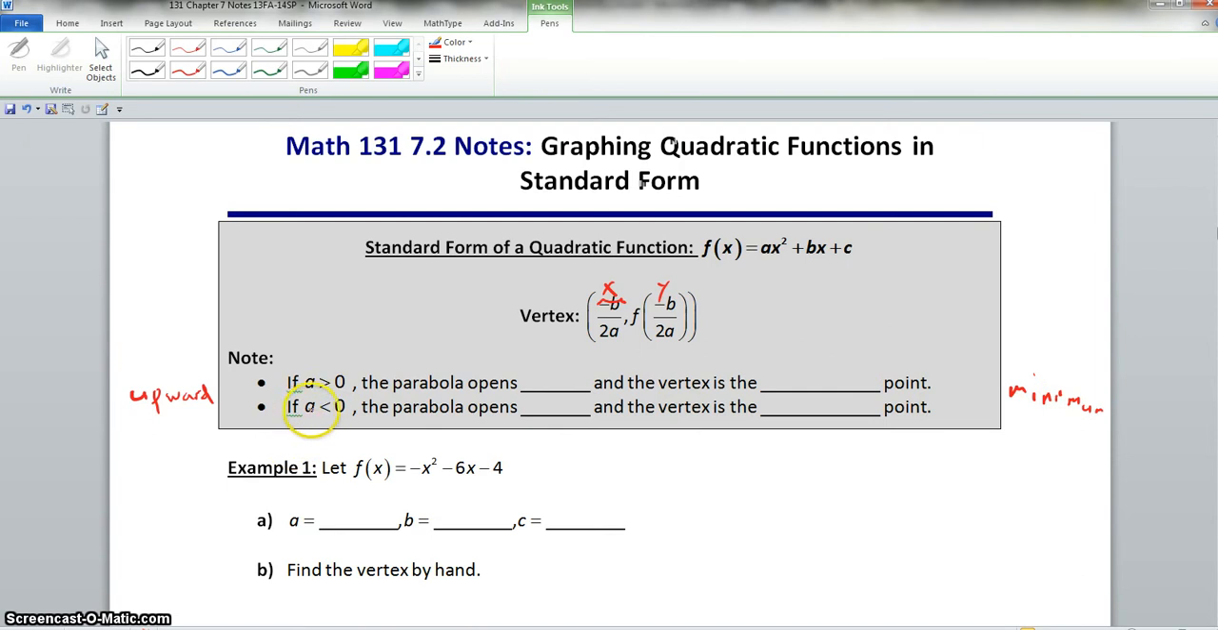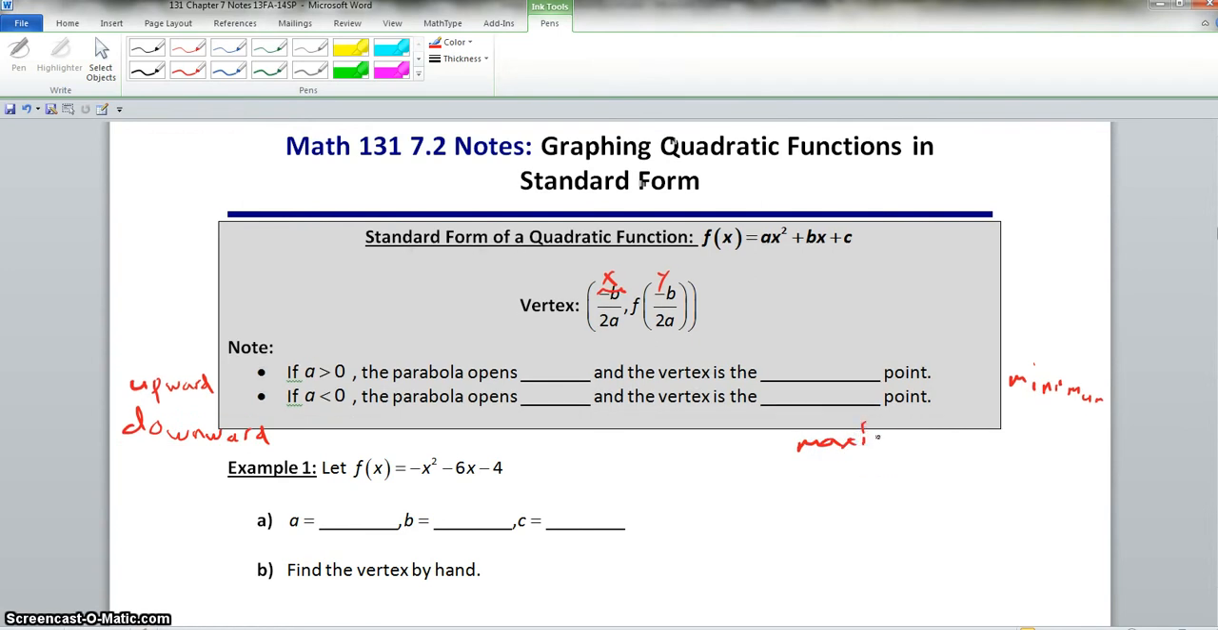Okay, now we go down to the second one. If a is less than 0, that means that a is negative. The parabola opens, and that would be downward. And the vertex is the blank point. I'll put this here to be maximum.